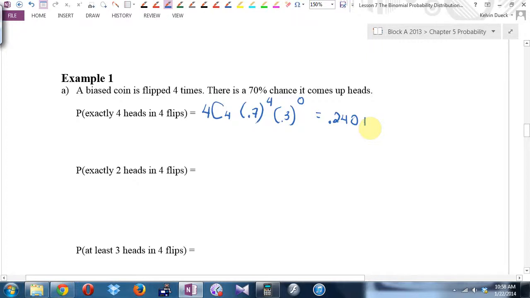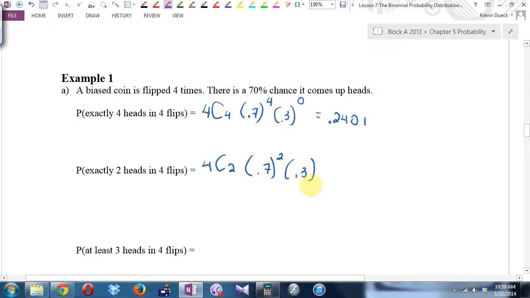What about exactly two heads? Now, if it was a standard coin with a 50-50 chance, you would expect that most of the time, if you flip it four times, you'll probably get two heads and two tails most of the time. So this is where we might find the odds get skewed. Let's see. How many times are we flipping the coin? Four. Choose. How many correct do we want? Two. What's the probability of correct or of a heads? 0.7. Two of those.